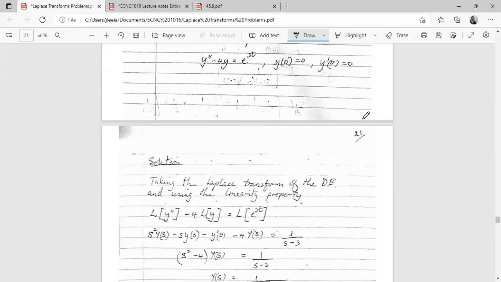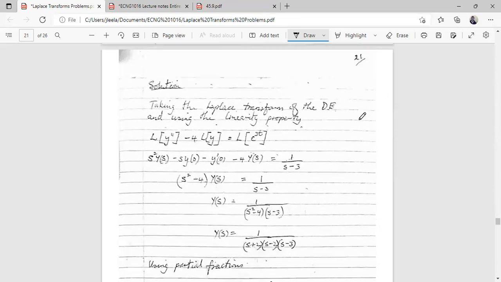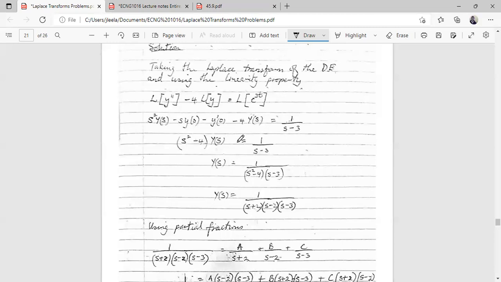Taking the Laplace transform of the differential equation and using the linearity property, you take the Laplace transform of y double prime minus 4 times the Laplace transform of y equal to the Laplace transform of e to the 3t. So here now, the Laplace transform of y double prime, and remember this double prime here is a function of t. In the final answer they don't have t, but when you write in your notation, always put in the t.